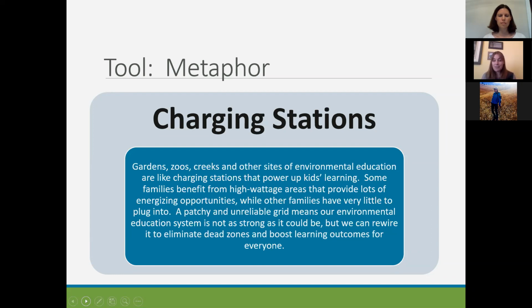Some families benefit from high wattage areas that provide lots of energizing opportunities, while other families have very little to plug into. And this unreliable grid means our system isn't as strong as it could be. But together we can rewire it to eliminate dead zones and boost learning outcomes for everyone. This was a great way to describe access and opportunity differences for different communities, and how together we might be able to work on that system and strengthen it to make sure that it's available for everyone.